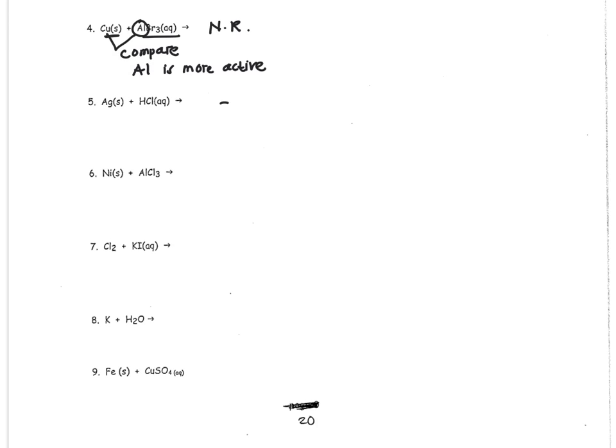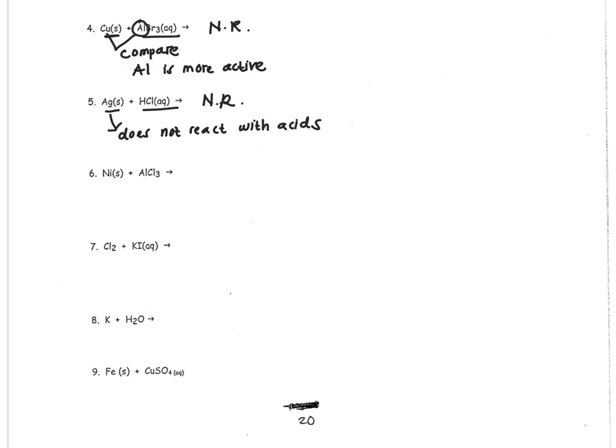In the next equation, we have silver reacting with hydrochloric acid. And if you look at your metal activity series, silver does not react with acids. Since silver does not react with acids, this would also be no reaction.